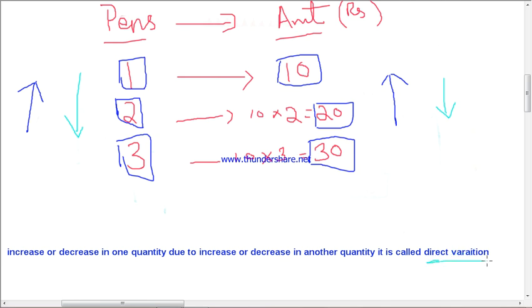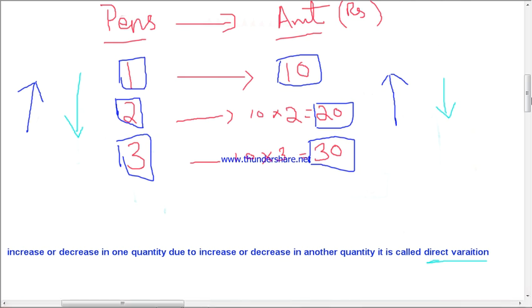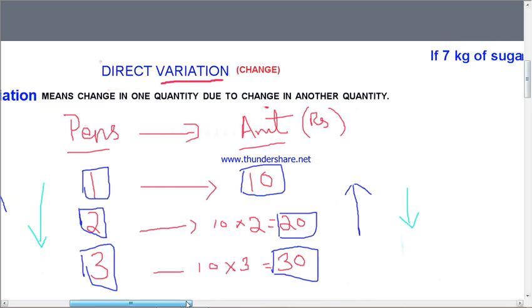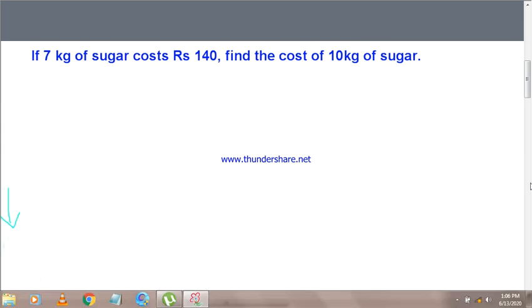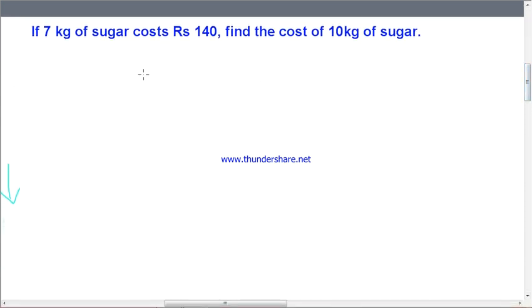Okay, please do not panic. I'll explain direct variation with the help of one example. Now how do we solve this kind of problem? I'll show you. You have the question with you. 7 kg of sugar costs rupees 140. Find the cost of 10 kg of sugar.